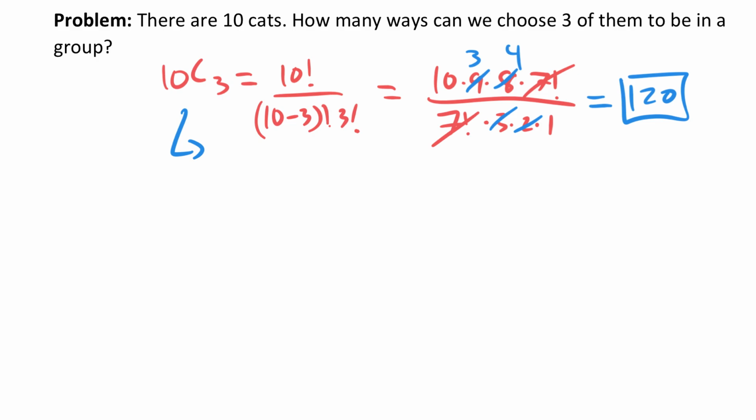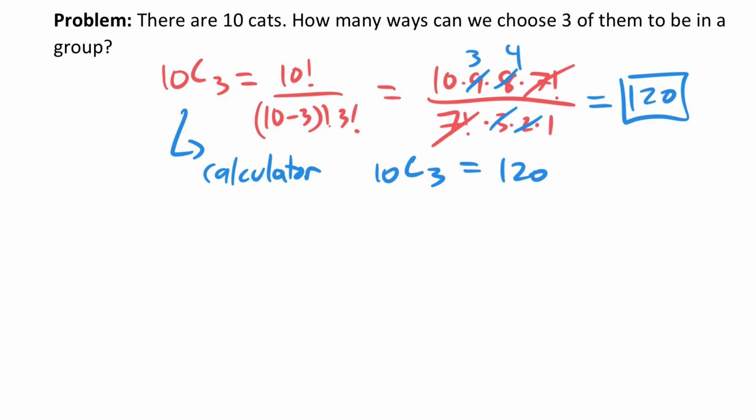With a calculator, you can go ahead and just type it in. You should find that C button right underneath the division. So you would type in 10, shift, divide to get the C, and then 3, hit equals, and it will just give you 120 right away.